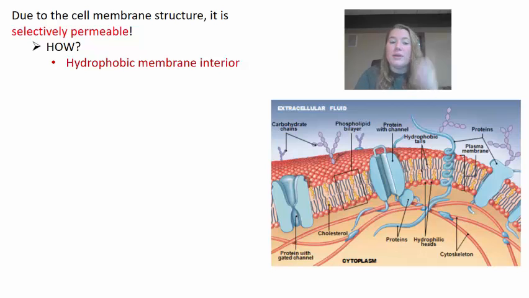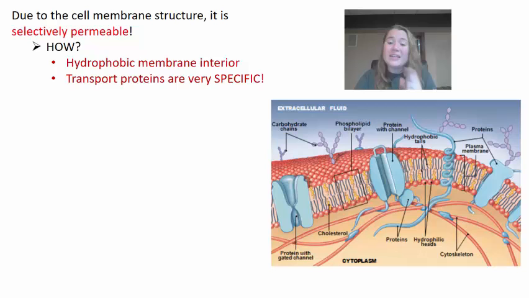So the hydrophobic membrane interior, that's where those tails are within that cell membrane, is only going to allow small non-polar substances to just float right through. And the transport proteins, which are those big integral proteins, they're specific. They only allow one specific type of thing to go through each specific channel. So if a cell doesn't have a channel for something, it's not able to allow that substance to move in or out of the cell.